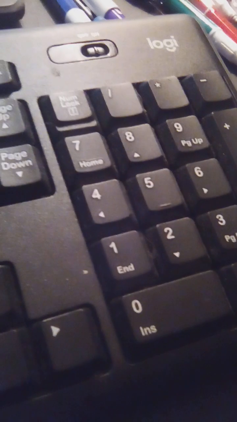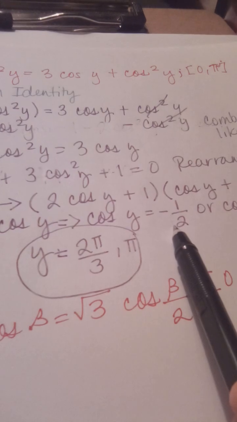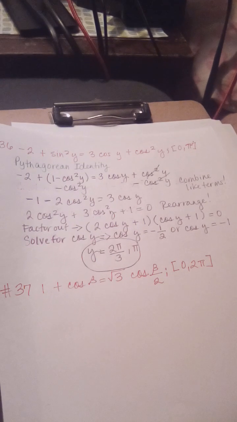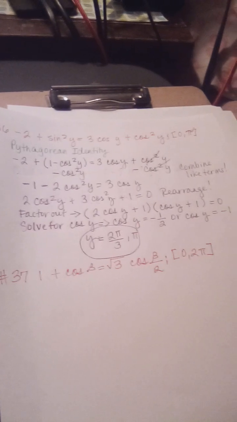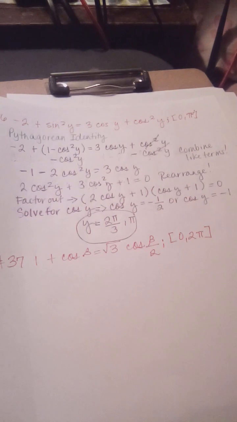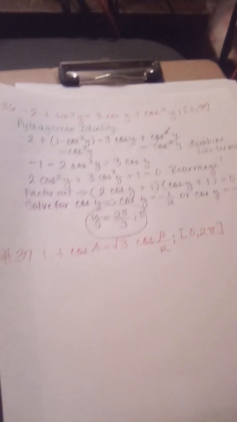Make sure the answer is in radians. Okay, and this is the final answer. When you look at the cosine, and this will pop over here, the negative 1/2 is 2 pi over 3, and the negative 1 is just pi. So, any questions on number 36? It's a little bit confusing, but it's not when you look at the steps very carefully. Okay. All right.